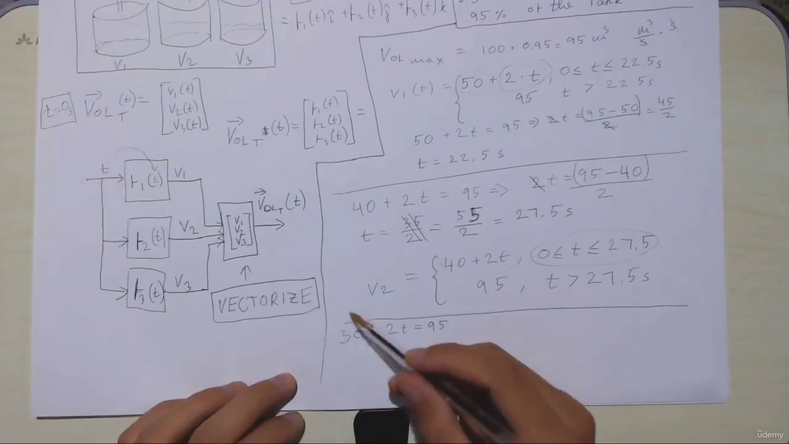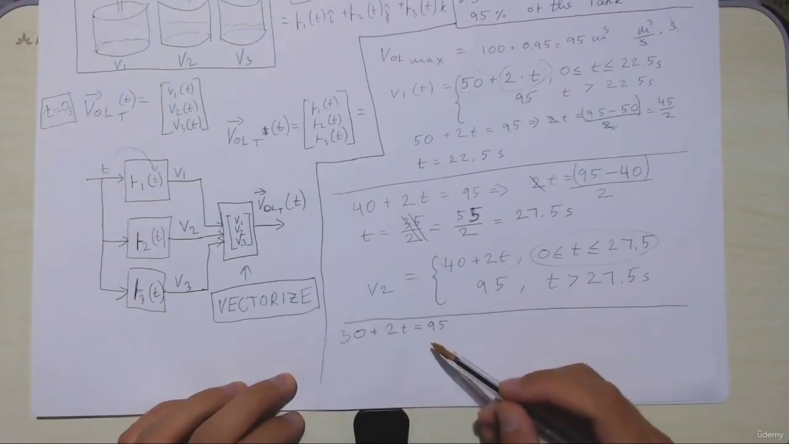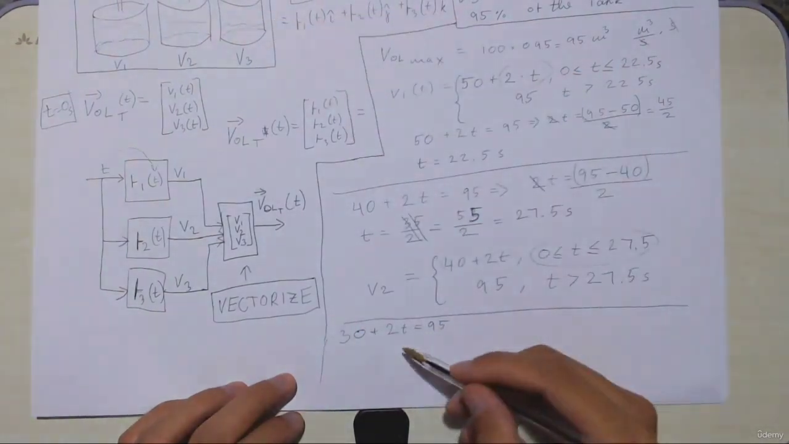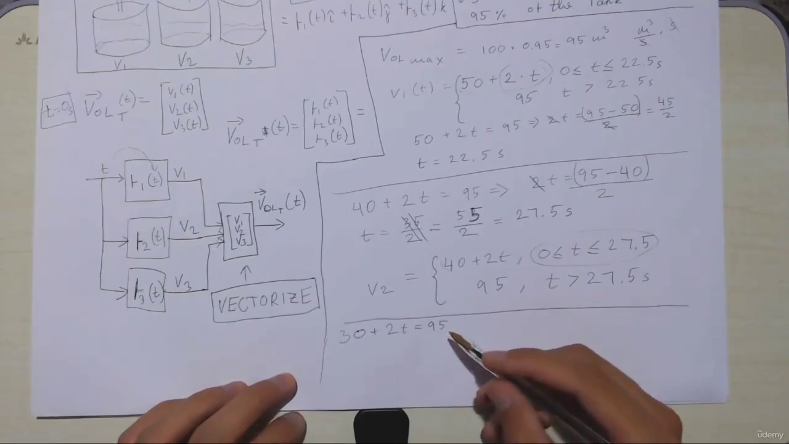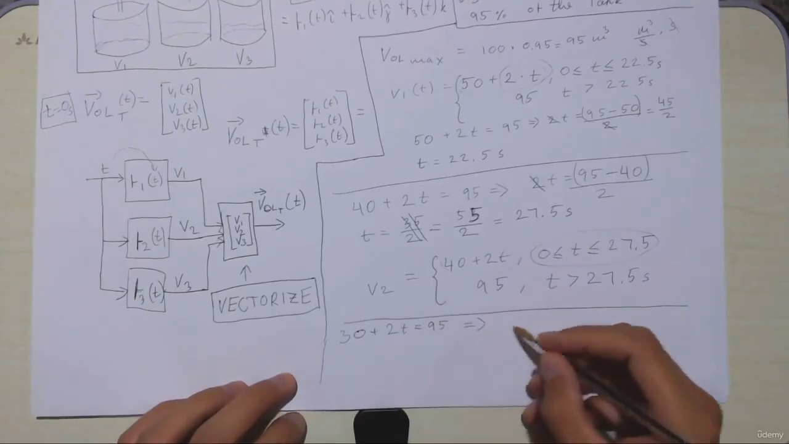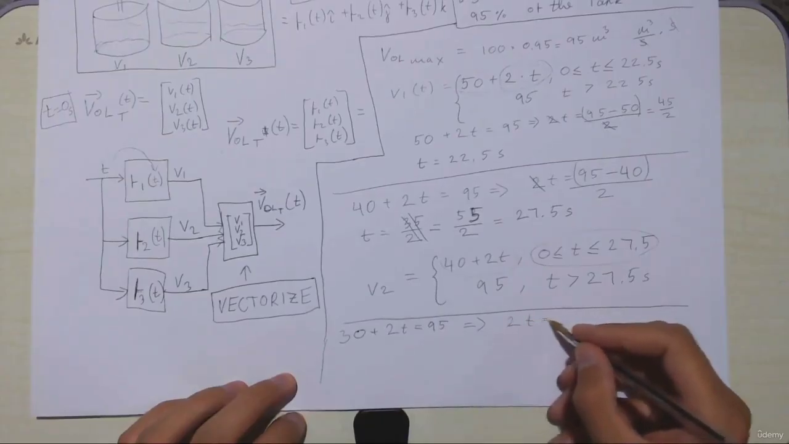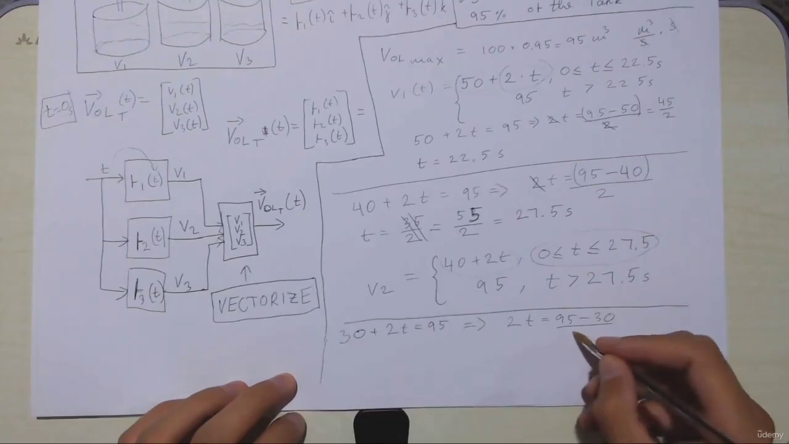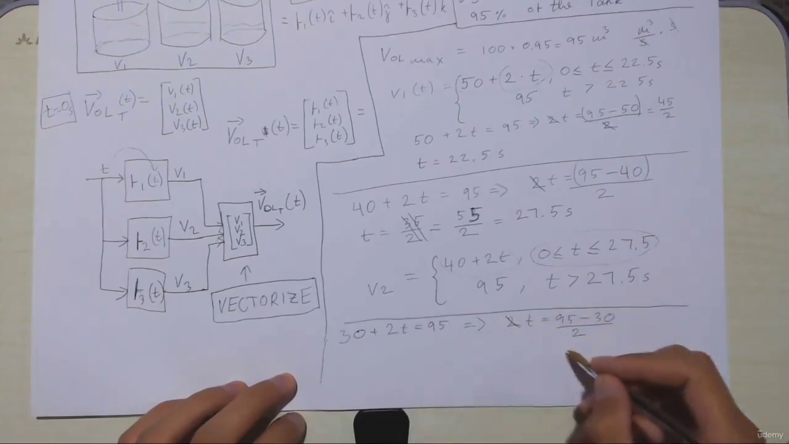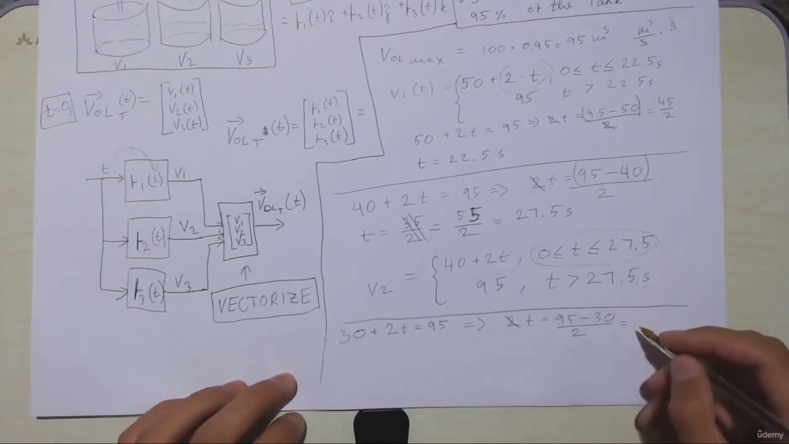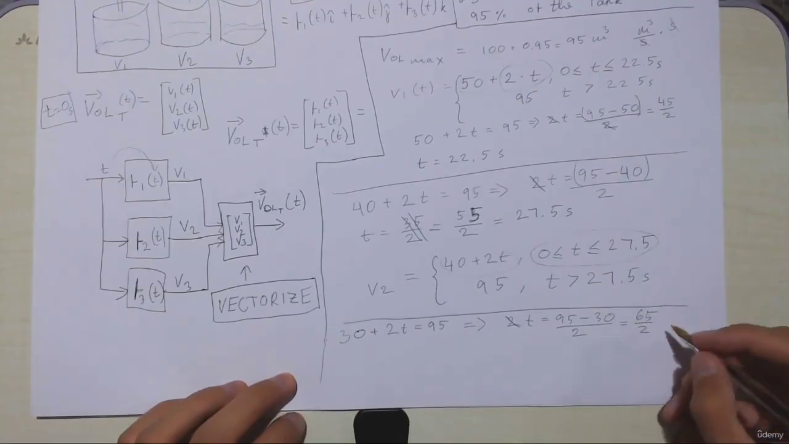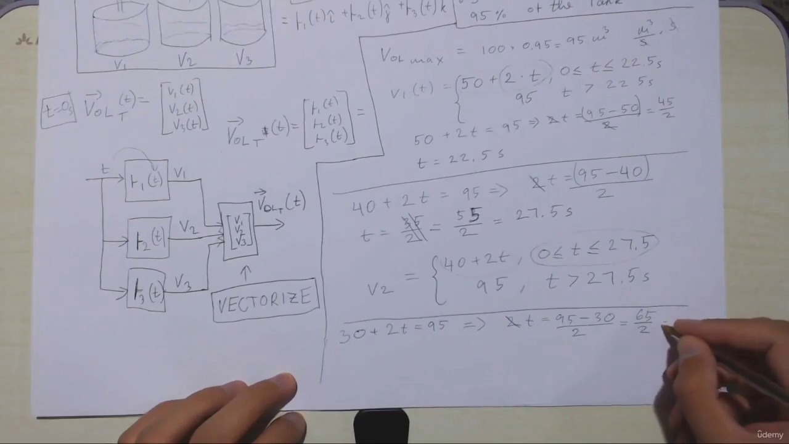So let me also squeeze the third tank onto this page. The equation for the third tank would be 30 plus 2t equals 95. We initially have 30 cubic meters of water, then we start adding 2 cubic meters of water a second, and we have to find the time, which would be 2t equals 95 minus 30, divided by 2. Then we cancel it out here, and we get 65 divided by 2, which is 32.5 seconds.